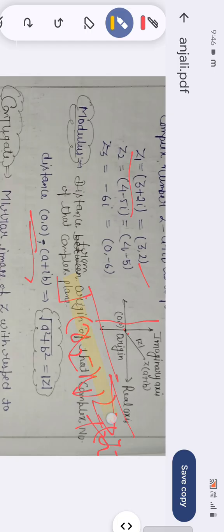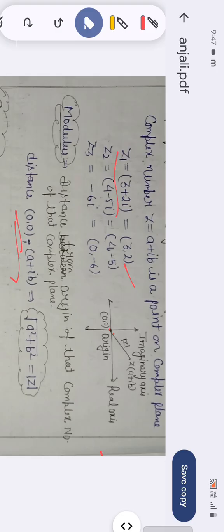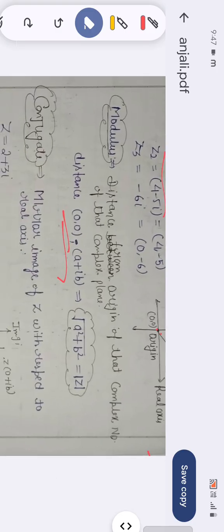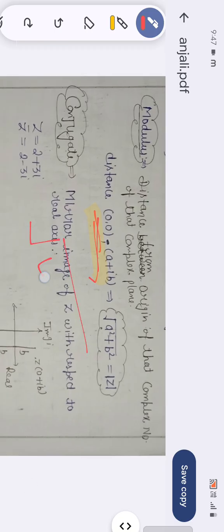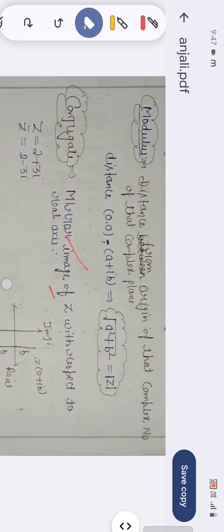We use this formula and we can find the value of the modulus in the complex plane. The first point is 0 comma 0 and the other point is a plus ib. So this will be root of 0 minus a whole square plus 0 minus b whole square, which is root of a squared plus b squared. This is mod of z, and the value of mod of z will be root of a squared plus b squared.